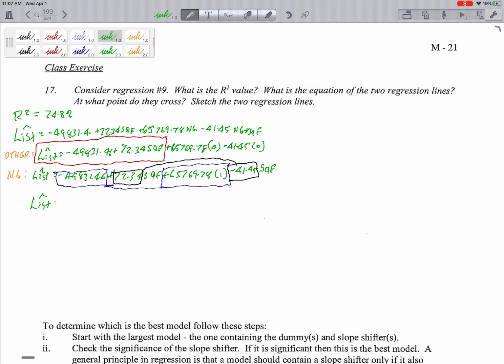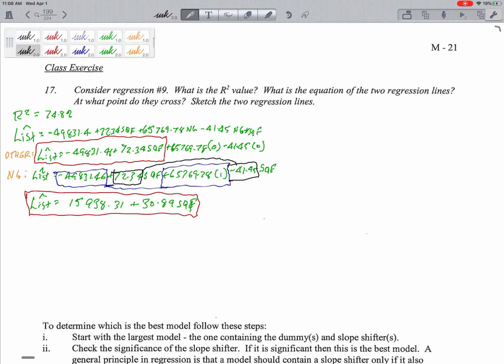The listing price of the house is equal to minus 49,831 plus 65,769 gives us 15,938.31, plus, and now we're going to add the two slope coefficients for SQF, so 72.34 minus 41.45, and that'll give us plus 30.89 SQF. So there's the equation now for NG.